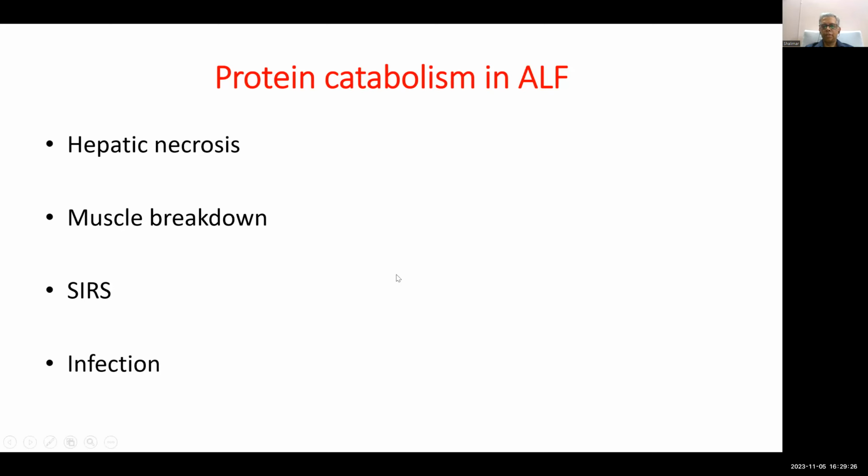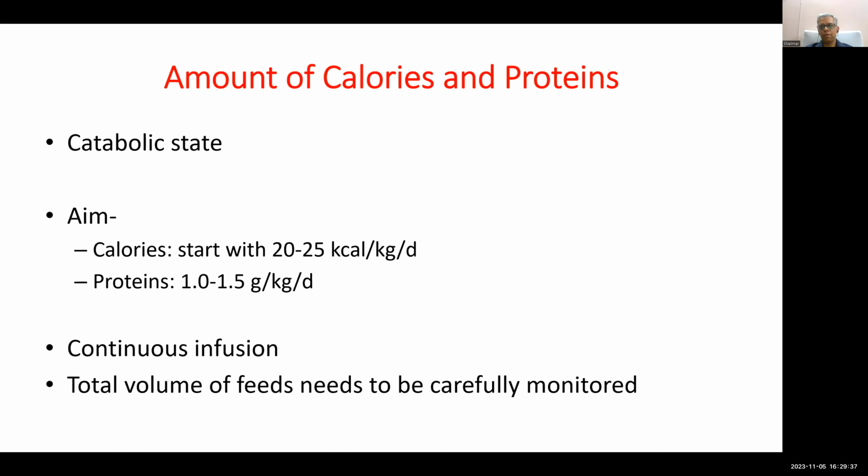We know that patients with ALF are catabolic. Now you've got a patient who's got signs of SIRS, he's having a lot of hepatic necrosis, he's got infections, so there's a lot of catabolism going on. So the next important question comes in, how am I going to feed this patient? It is a catabolic state, the energy requirement has gone up, and you need to think about how am I going to feed him.